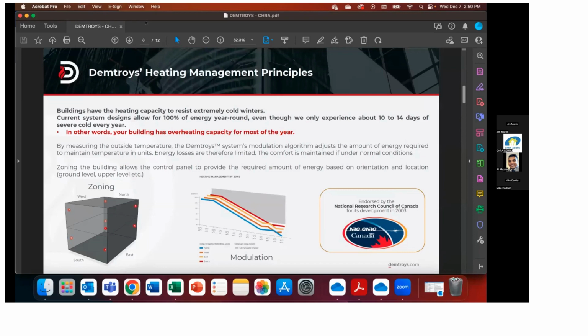And that's because we don't need that full capacity in order to heat a building in the middle of winter when it's only 0 degrees Celsius out. Whereas when it is minus 30 degrees out, we absolutely need 100%. So our system helps manage that portion, or helps minimize using 100% all of the time.